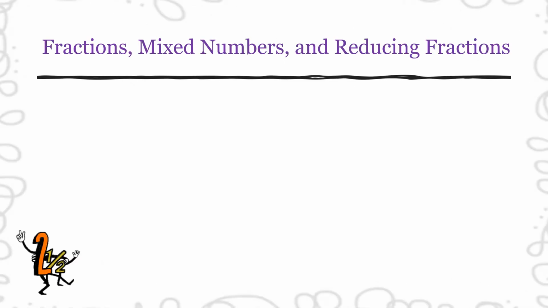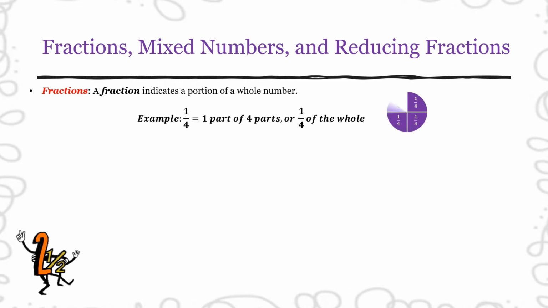Fractions, mixed numbers, and reducing fractions. For fractions, know that a fraction indicates a portion of a whole number. For example, we have 1/4. That's going to equal 1 part of 4 parts, or 1/4 of the whole. Here we have a pie chart that shows 4 equal parts, and we will only be using 1/4 of that whole.